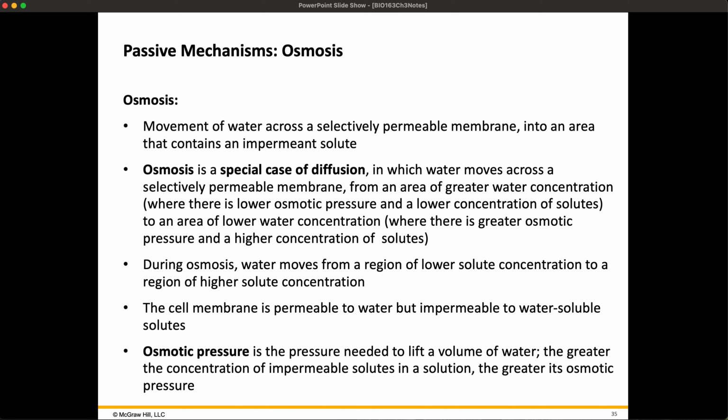What happens is that water will move not just from an area of higher water concentration, but it will move to an area that has more solutes. So if you have two containers that are connected to each other, and one has a lot of sugar water in it, and the other one only has pure water in it, that pure water is going to move to that sugar water area to try and balance out the solute concentration, to try to make the molarity more equal.